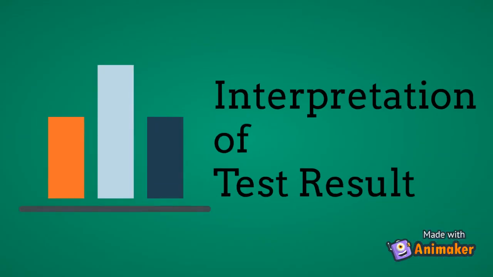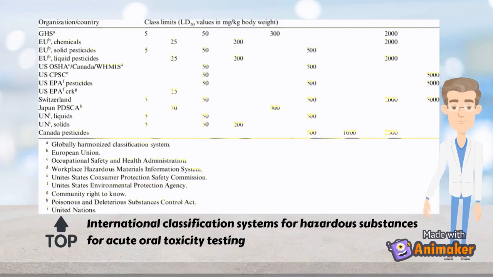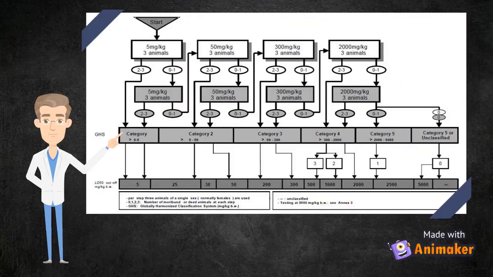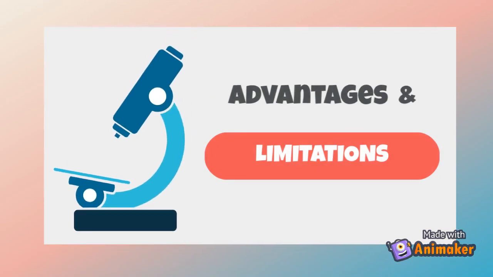Now, let's look at the interpretation of data. The test result of the ATC is interpreted by the class limit of the administration of a single dose level which causes mortality of an animal in the test. By the determination of a dose level that causes mortality, the acute toxicity of the drug is categorized into 5 categories. For instance, the dose level of a drug required to cause acute toxicity would be categorized under Category 1 if it is less than or equal to 5 mg per kilogram of body weight and causes the mortality of more than 2 animals.